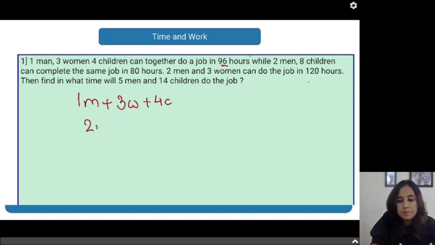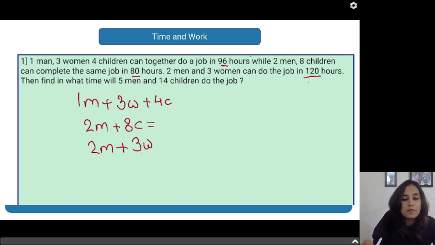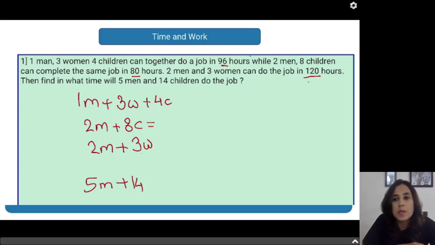2 men, 8 children can complete the same job in 80 hours, and 2 men and 3 women can complete the job in 120 hours. We are asked to find out in what time will 5 men and 14 children do the job together. So here in this particular question, we have to find out the value of M and C.